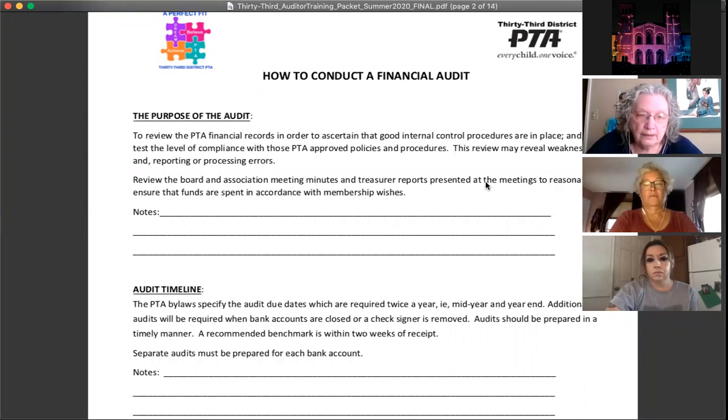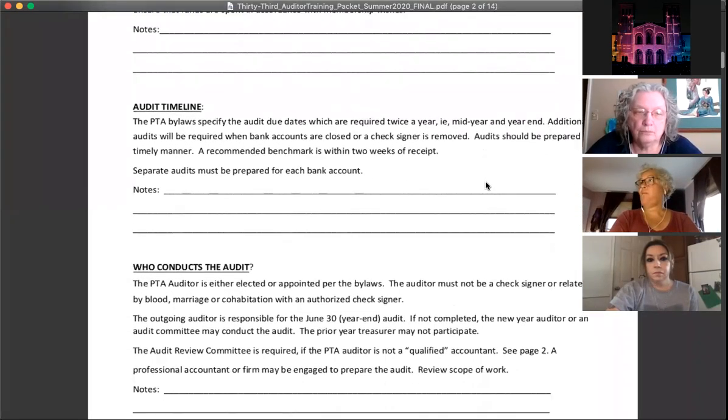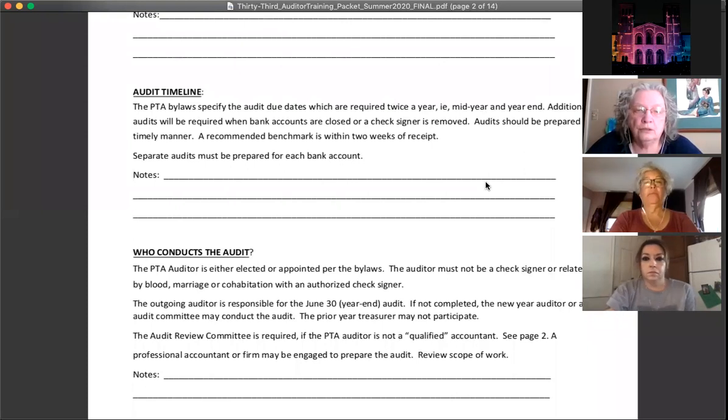The audit timeline. In your bylaws, it will specify that the audit must be done twice a year, once from July 1st through December 31st, and the second one is January 1st through June 30th. Additional audits may be required if a check signer leaves or bank accounts are closed in order to safeguard the assets and to help our officers.